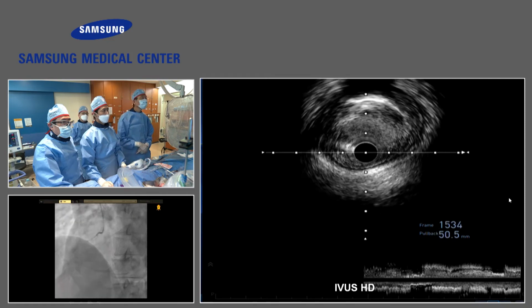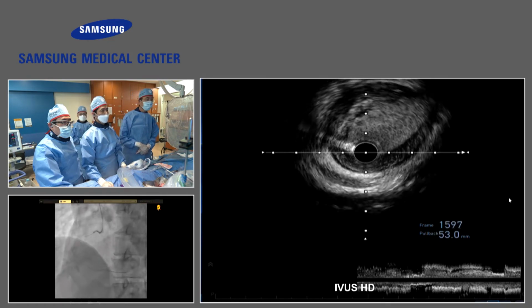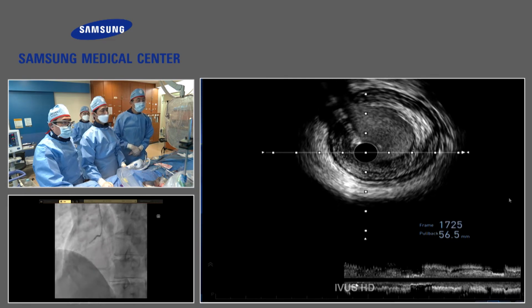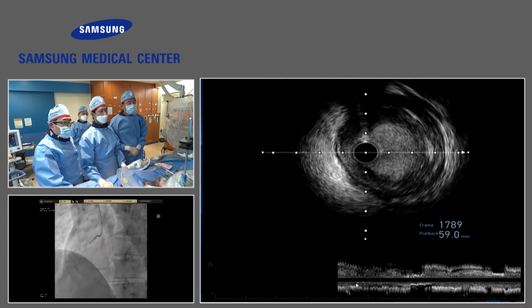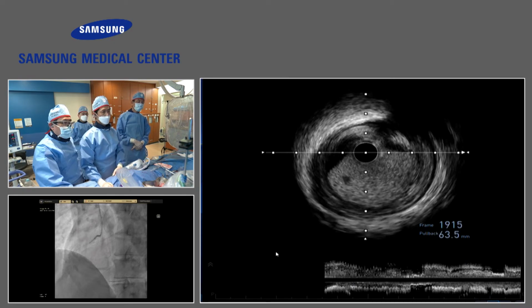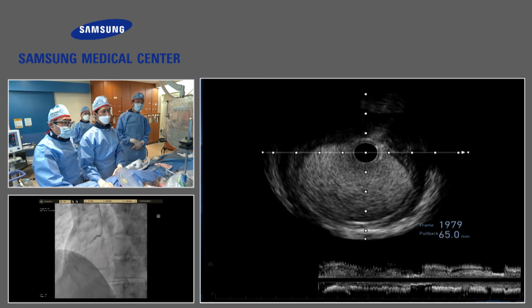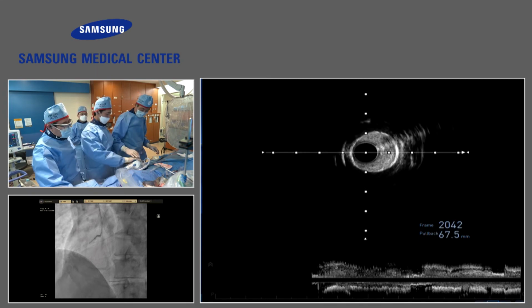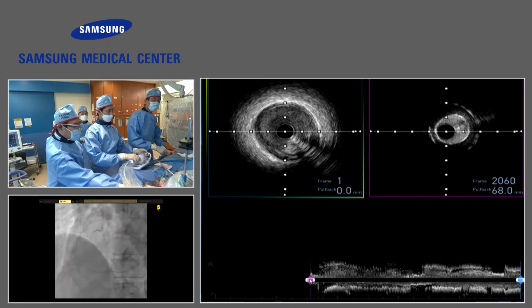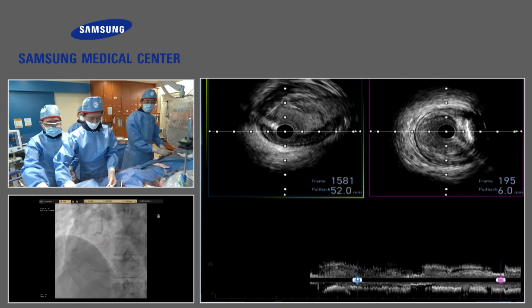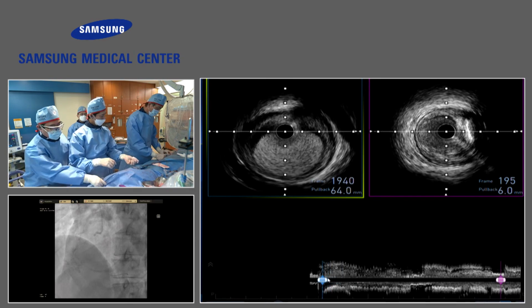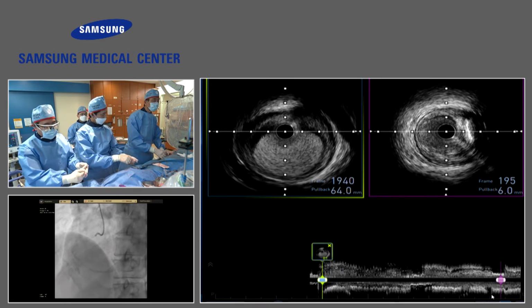Let's see the proximal segment. Here, vessel size 4.5, lumen size 3. There's some dissection here. With an AL1 guide catheter, I usually get some minor or major dissection. It usually develops in the inferior side of the coronary artery because the catheter is aligned to the inferior side.